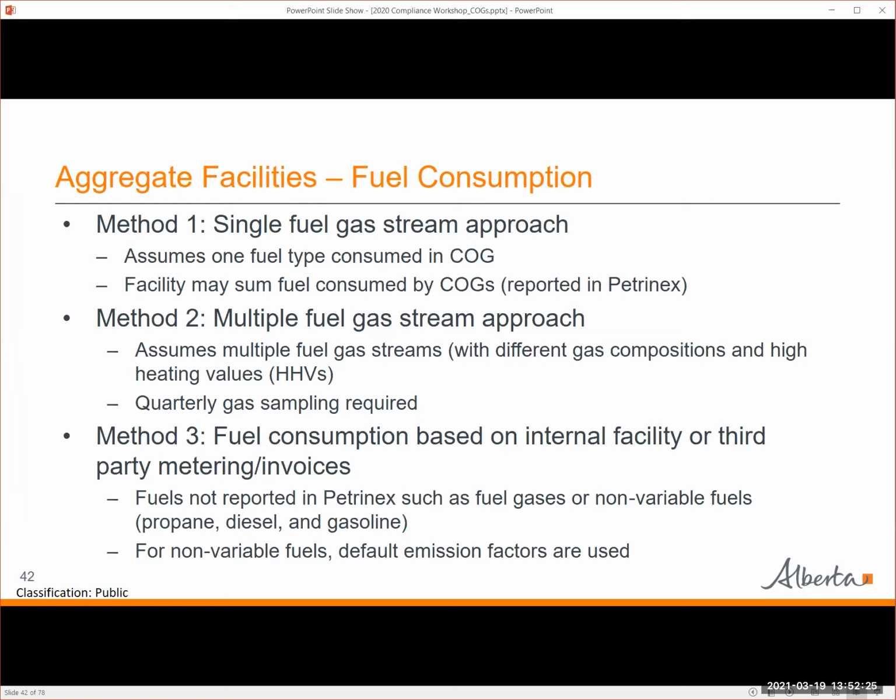In terms of adopting the multiple fuel gas stream approach, one of our requirements is that you're measuring either the composition of the gas or the higher heating value of the gas on a quarterly basis. So fuel consumption, in the case where you're looking at multiple gas streams, would then be internal to the facility. Where you're splitting consumption into multiple streams, you're using internal metering to separate out those streams from the totals that are reported in Petronex. The other methods for quantifying fuels would be third-party invoices or third-party metering. That would be applicable where you're purchasing propane, gasoline, diesel, things of that nature.